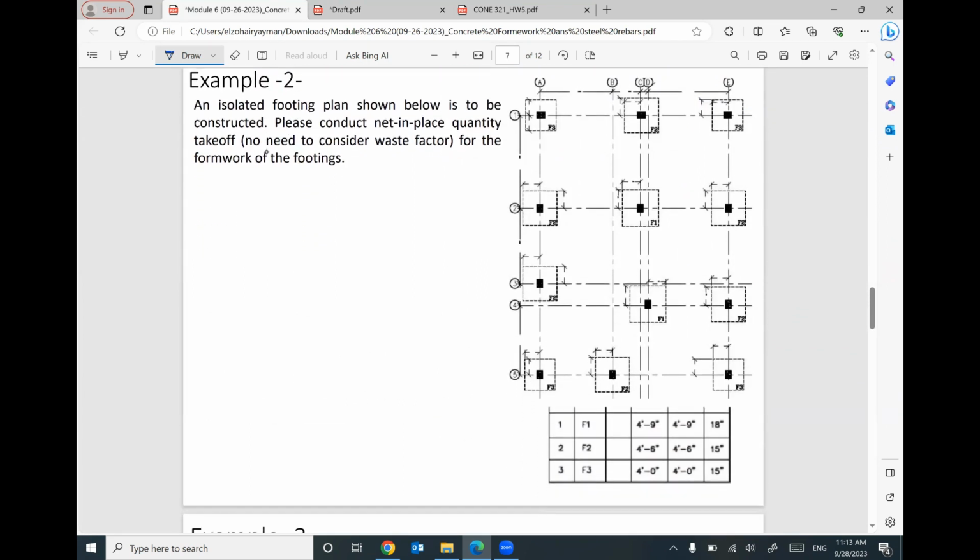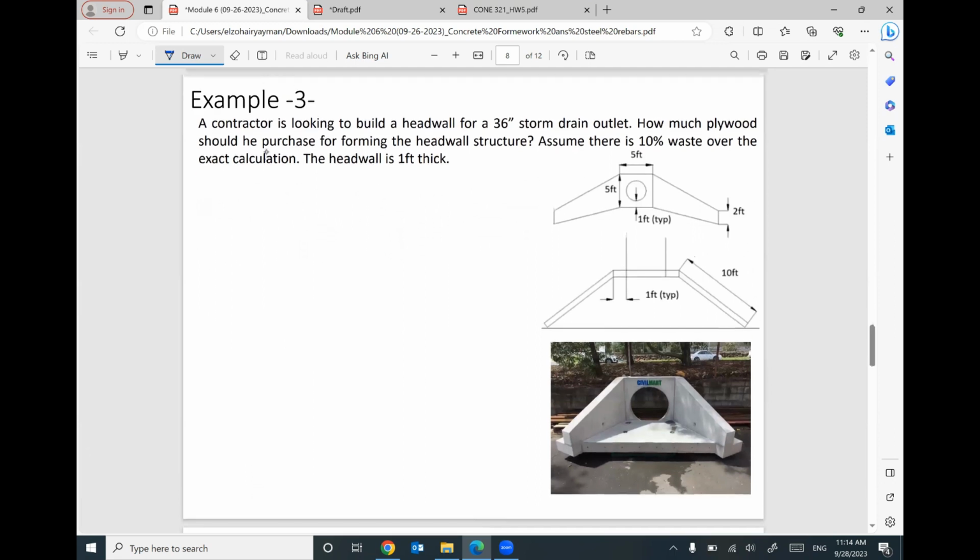We did this example before. We have the same, but right now we are talking about footing only. So for example, footing F1 is equal to 4 feet 9 inch times 4 feet 9 inch times 18. So I can figure out the area for footing F1. And this F1 is repeated many times. We have here F1, we have here F1 2 times. And also F2 is repeated many times. And F3 repeated many times. So I can find out the area required for one footing, then multiply it by the number of footings. I can figure out the total area of the formwork.